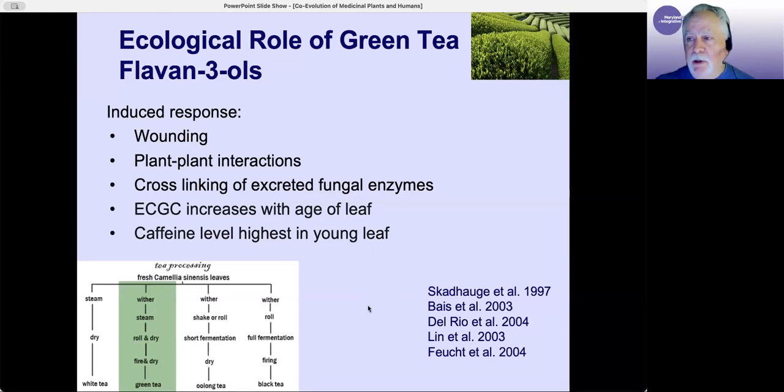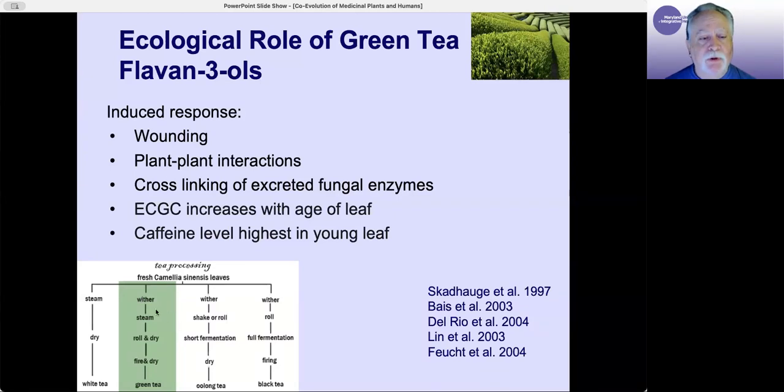These catechins are wound through all of the cell wall of green tea and other plants. As the enzyme from the fungus comes through, these catechins will link portions of the proteins in a way that shuts them down from being active. One of the main catechins is EGCG, and that tends to increase with the age of the leaf because it has a greater protective function. Caffeine is highest in young leaf, so young leaf tea is going to be higher in caffeine, and that's because they represent interactions with the ecosystem that are very different.